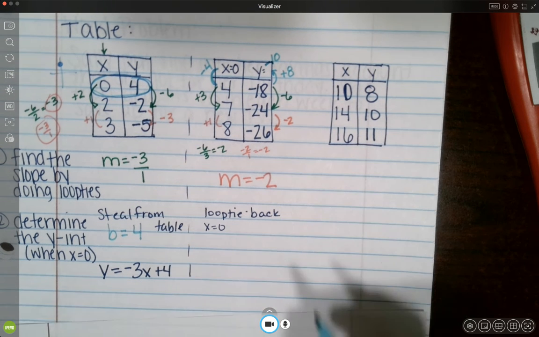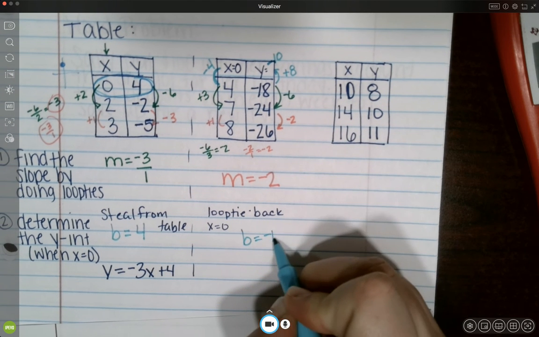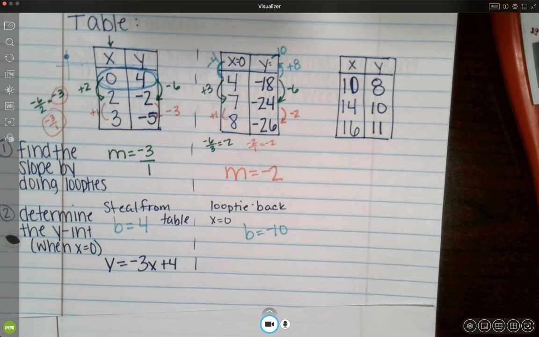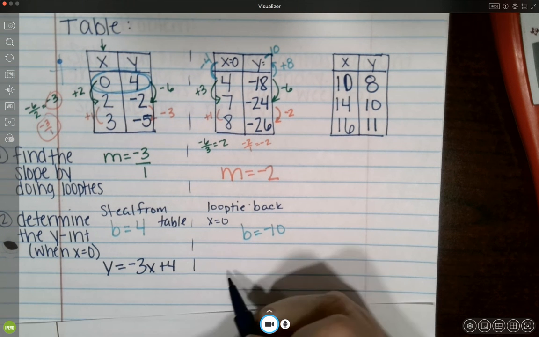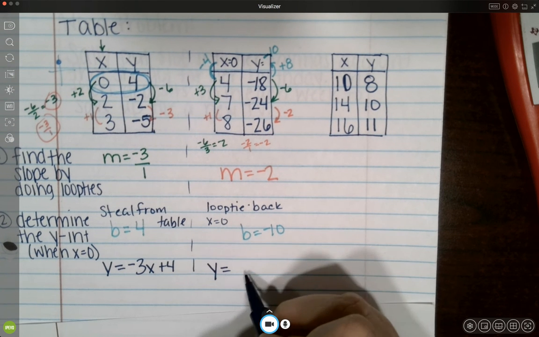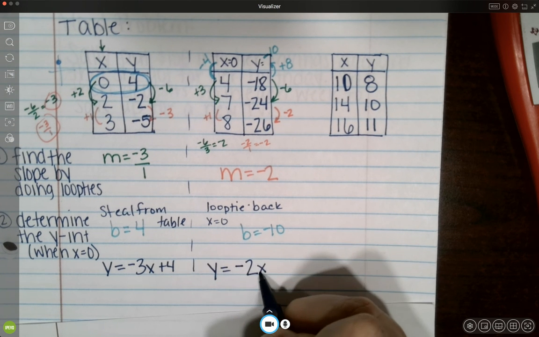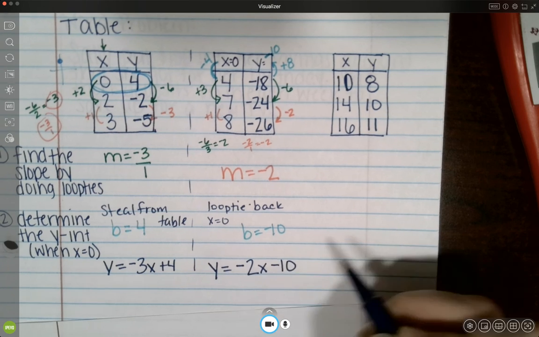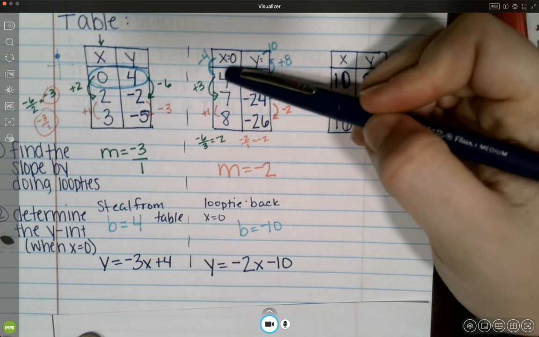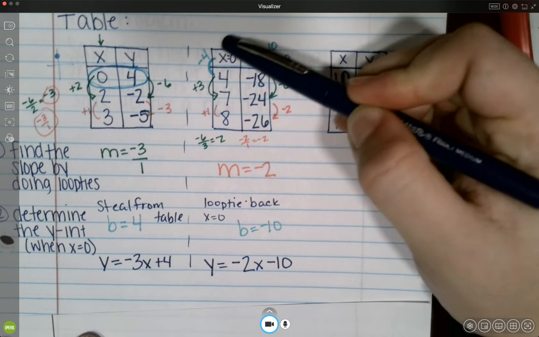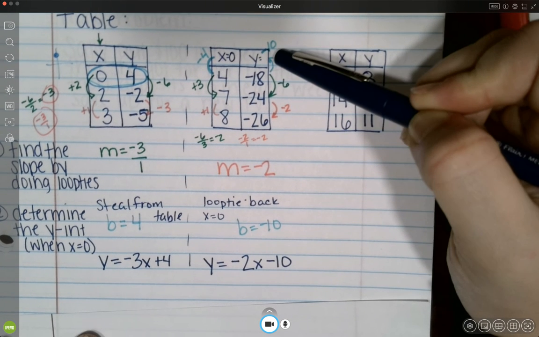Now, some of you look at that and you went, what in the world just happened? That's okay. That is going to happen. If that's the case, this might not be the choice for you, or you might only choose it when it's a little bit more obvious. But again, we have to loop d backwards because my y-intercept is when x equals 0.